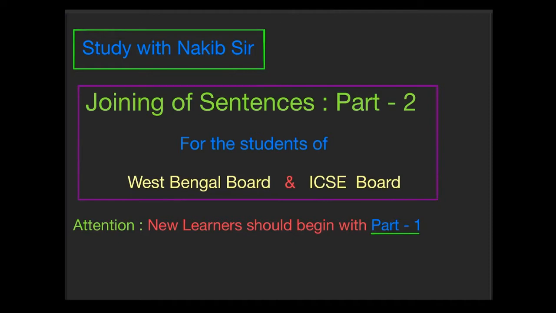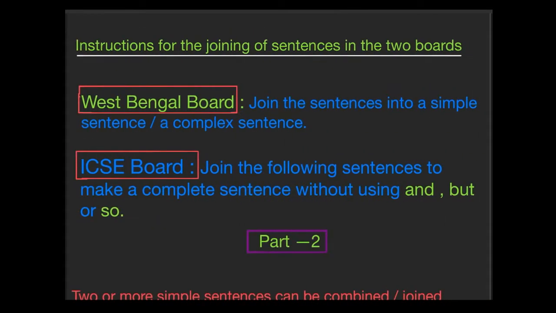Okay, now go to the instructions, the language of instructions for joining of sentences in the boards of West Bengal and in ICSE board question papers. The West Bengal board says in the question paper, join the sentences into a simple sentence or a complex sentence. And ICSE board says, join the following sentences to make a complete sentence without using and, but or so.